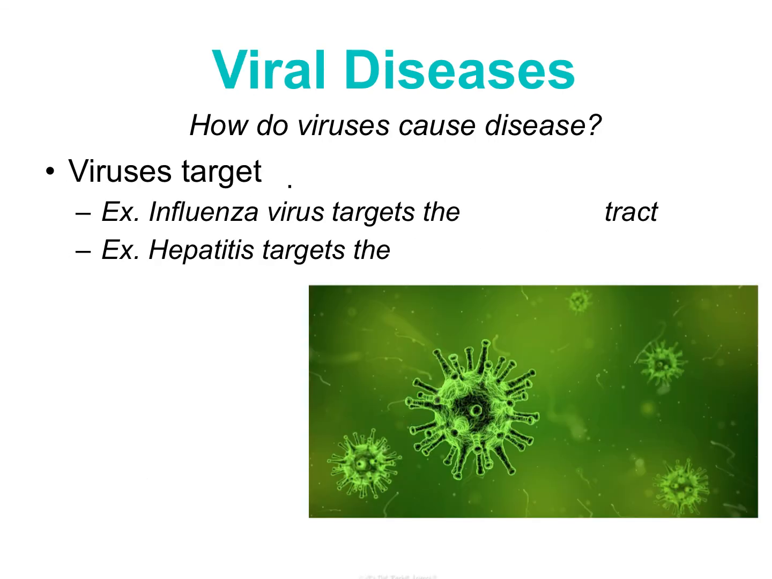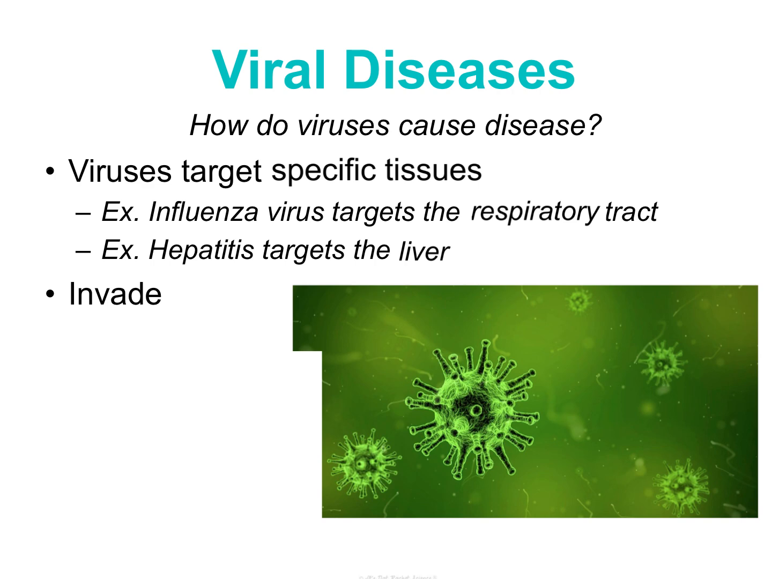And now we can focus on how viruses cause disease. And we talked about this a little with the lytic and lysogenic cycle. But viruses are different from bacteria in that they typically target specific tissues rather than the body as a whole system. So an example of this is that the influenza virus is targeting the respiratory tract. Another example is hepatitis, and hepatitis is specifically targeting the liver cells.